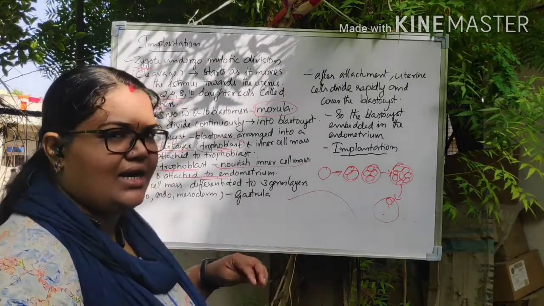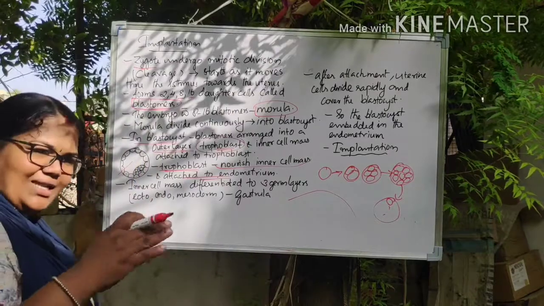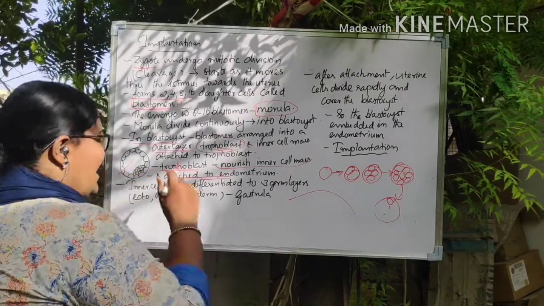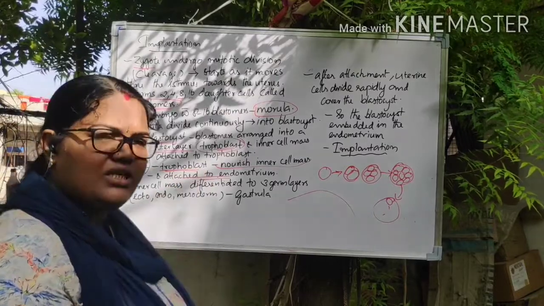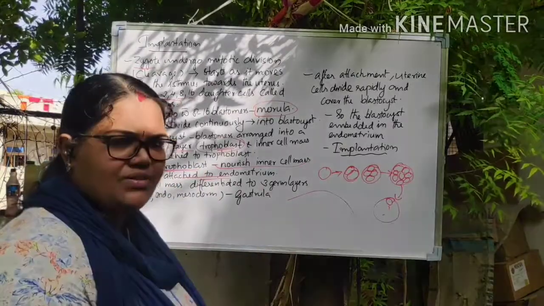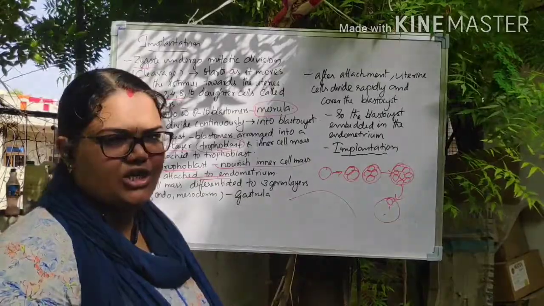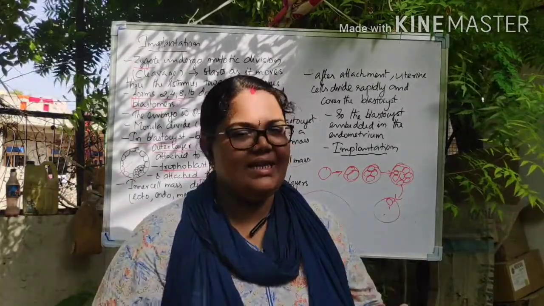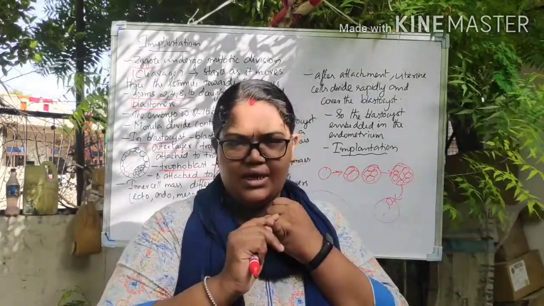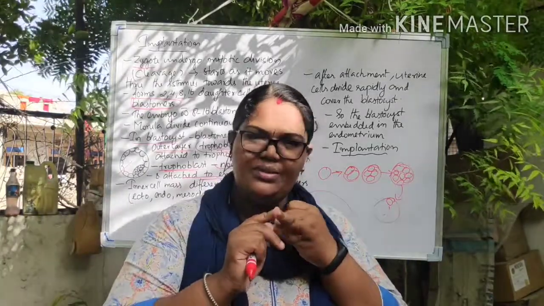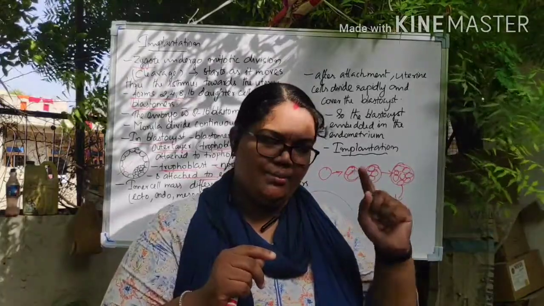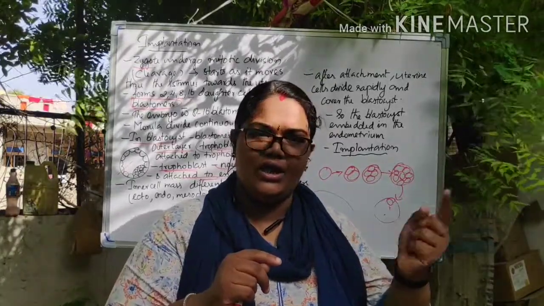After that attachment, you can see that the inner cell mass will divide, right? That will continuously divide and they will differentiate. That means they will be differentiated into three different germ layers, right? That we are telling, the outer ectoderm, right, and middle mesoderm and inner endoderm, right? So अंदर की endoderm होती है, middle की mesoderm होती है and outer की ectoderm होती है.